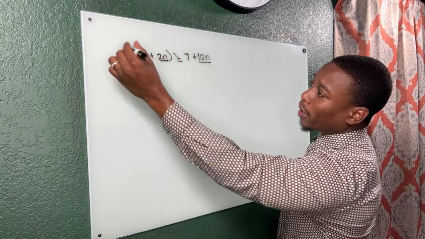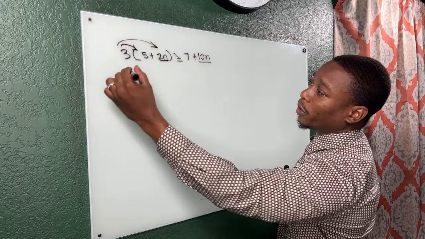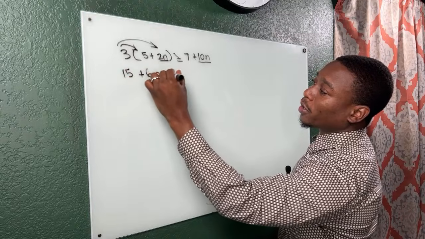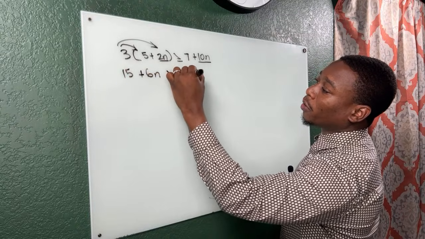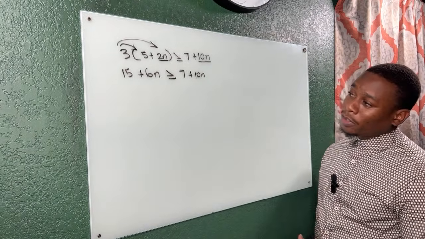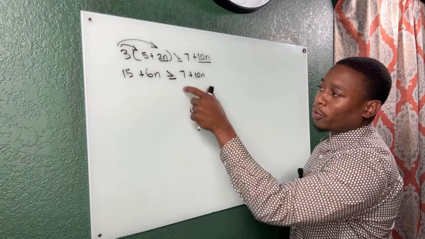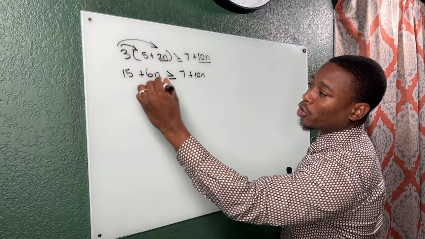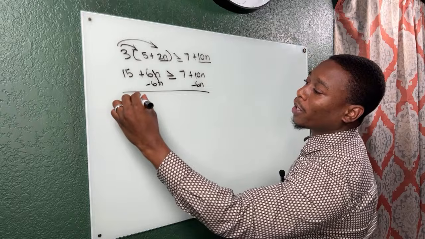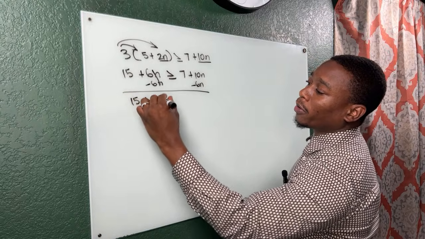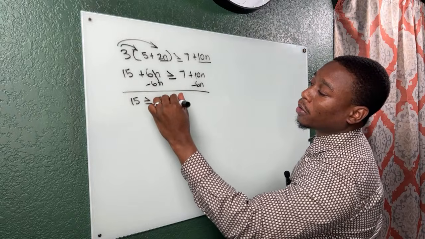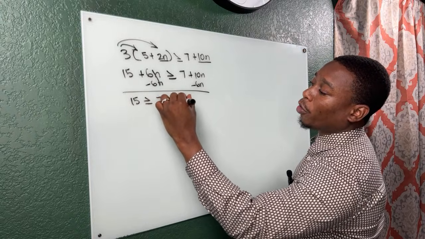So on this side, we're going to start off by distributing. We get 15 plus 6n is greater than or equal to 7 plus 10n. Remember, we want variables on one side and constants on the other. I'm going to subtract 6n so I can keep my variables positive, and bring everything else down: 7 plus 4n.